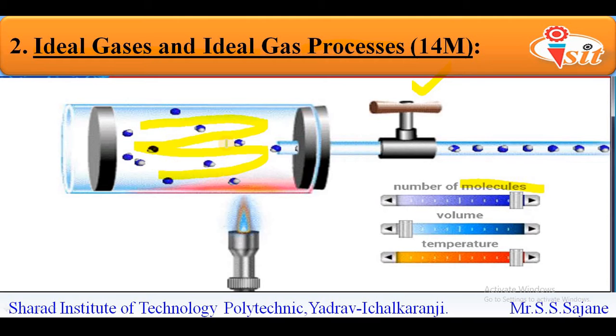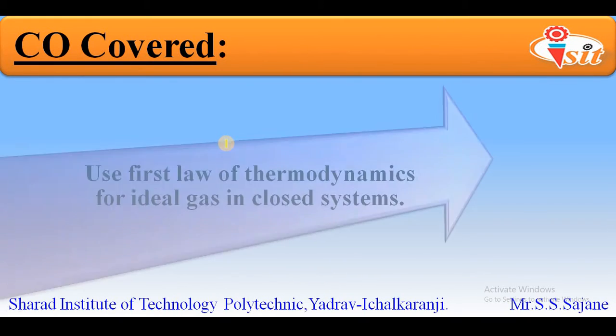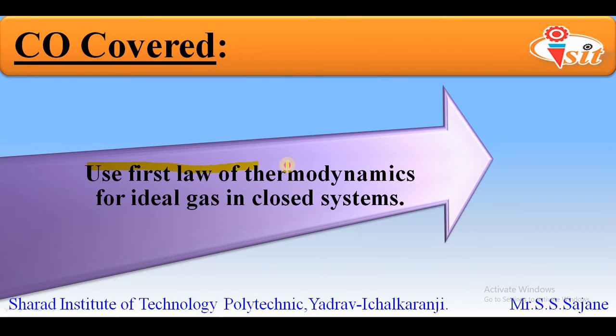Before starting with this chapter, we will see the course outcome from this topic. After the completion of this topic, the students will be able to use the first law of thermodynamics for the ideal gas in closed system. In the first chapter we have already studied the first law of thermodynamics, and we are going to study the concept of ideal gas in this chapter. So after the completion of this second chapter, the students will be able to relate the first law of thermodynamics with the ideal gas for the closed systems. So this was the CO for this second chapter.